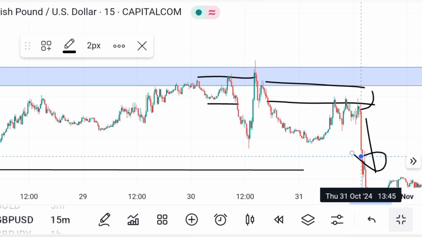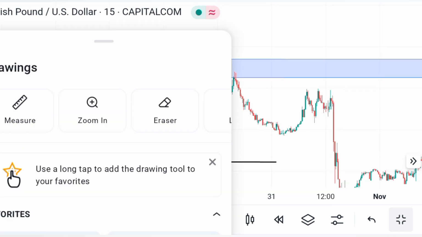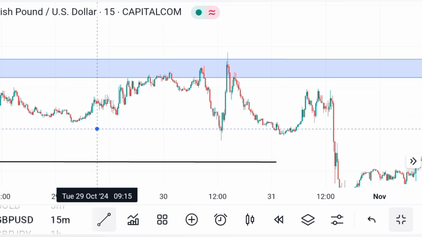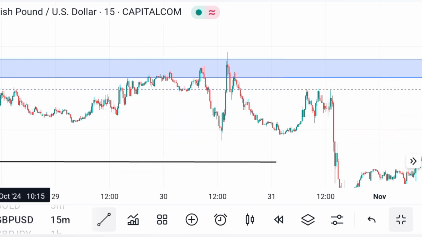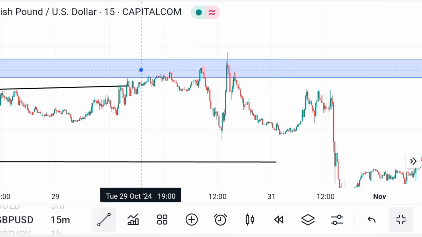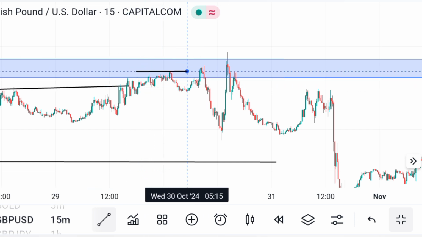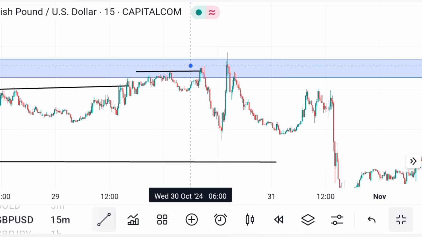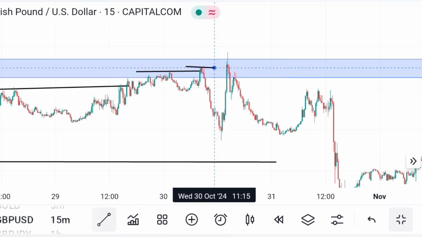Okay, let me first delete this. So now we had this. It was a break above from here on our entry time frame. Then we had another break above from here, though it was small. Then we had this one, it was a break above, or you can even call it a sweep of liquidity.